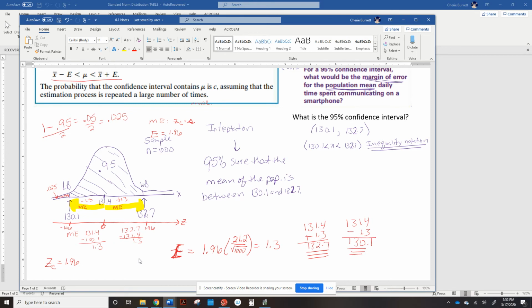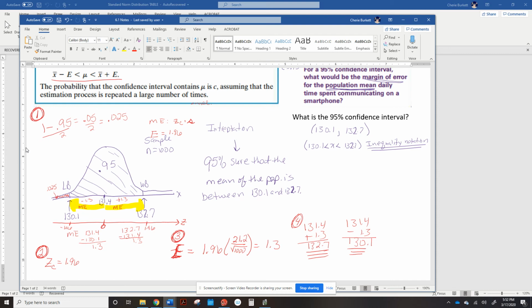So if you're doing it by hand, this is the first thing you have to calculate. This is the second thing. You find this on your table. This is the third thing. You have to find the margin of error. And then the fourth thing is to find your upper limit and your lower limit.